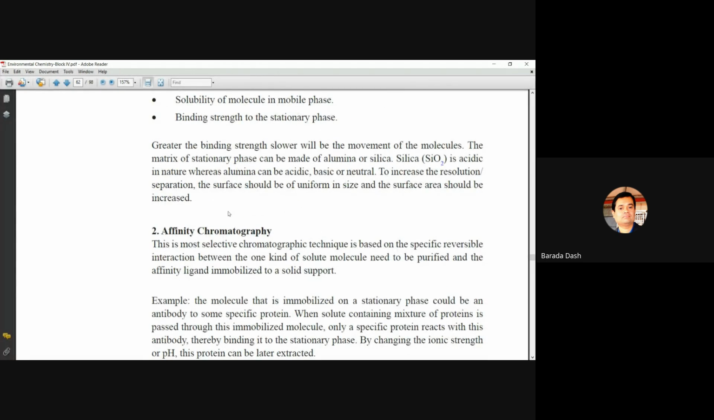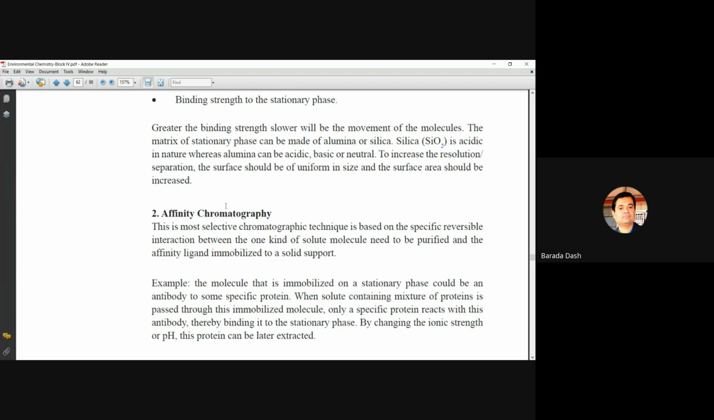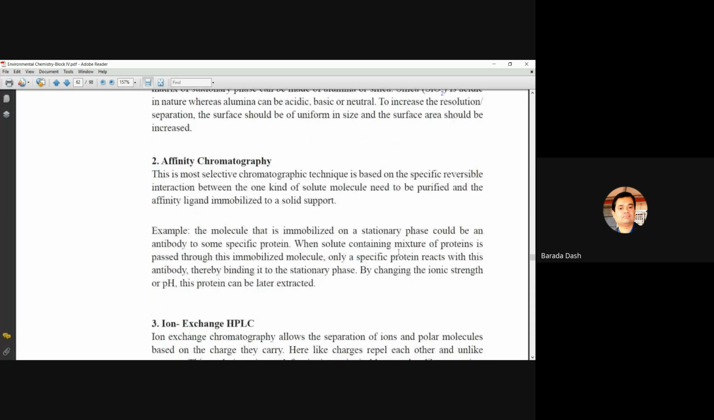So next is affinity chromatography. This is most selective chromatography technique that is based on specific reversible interaction between one kind of solute molecule need to be purified and the affinity ligand immobilized to the solid support.